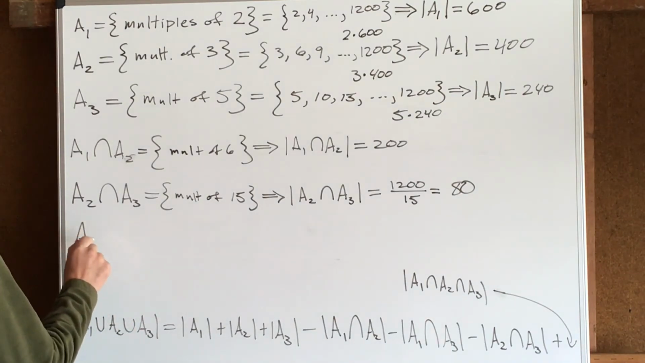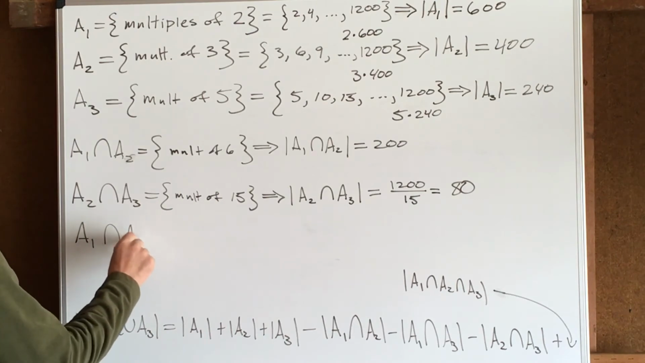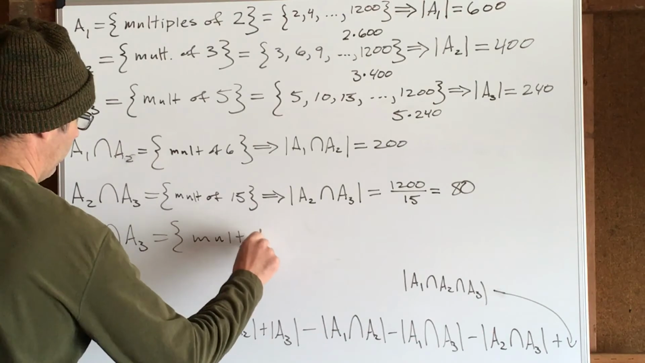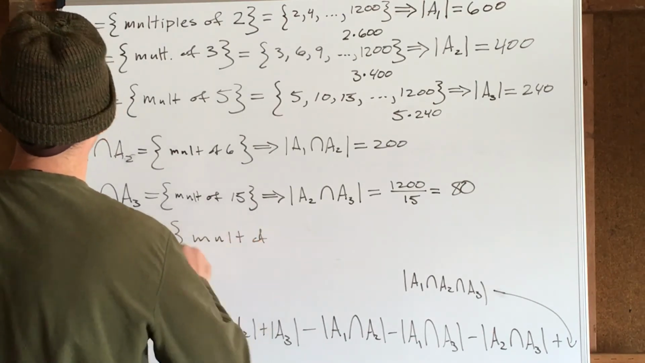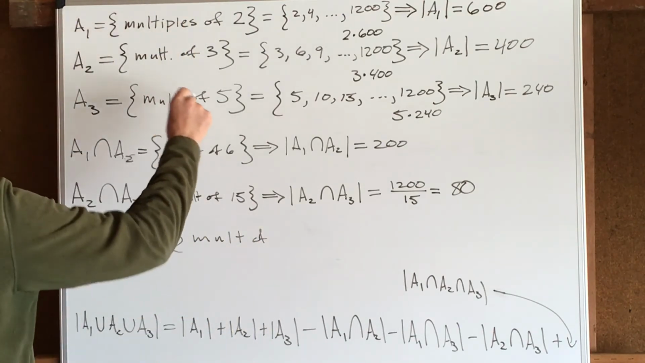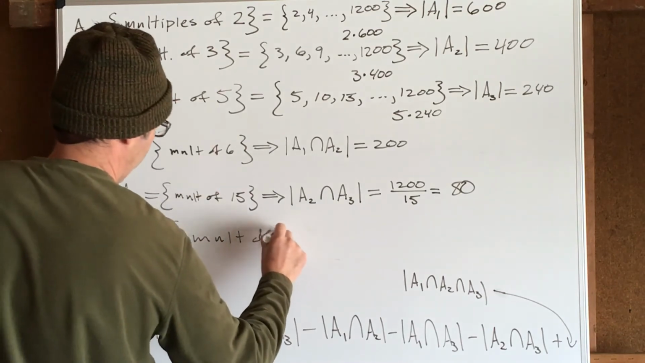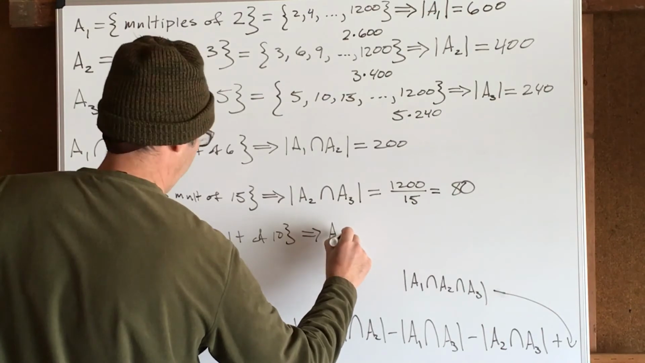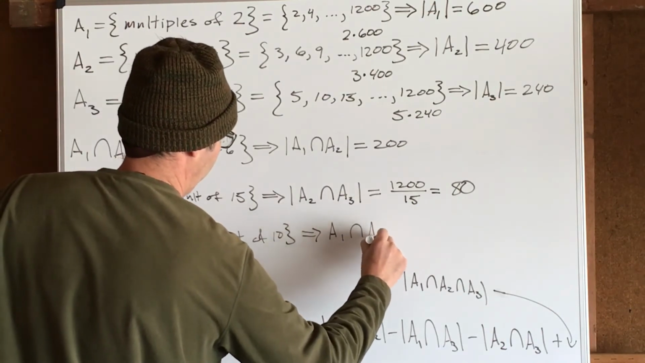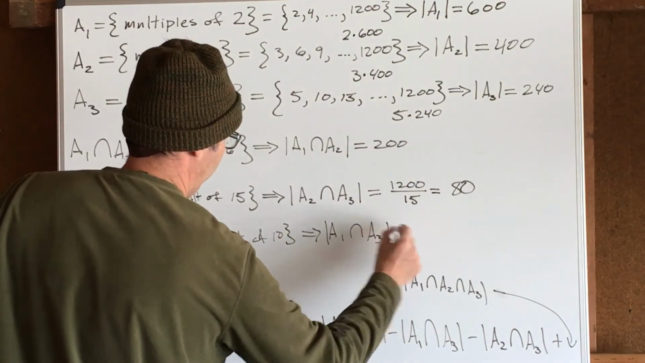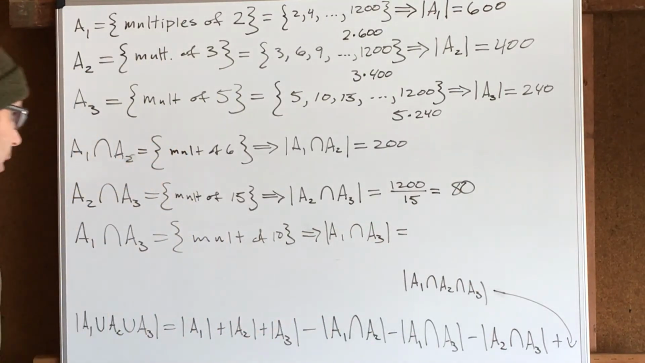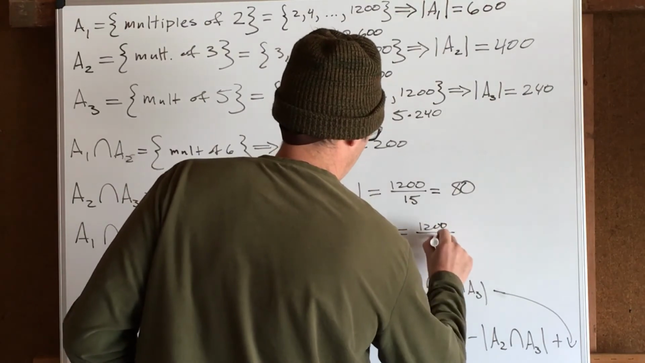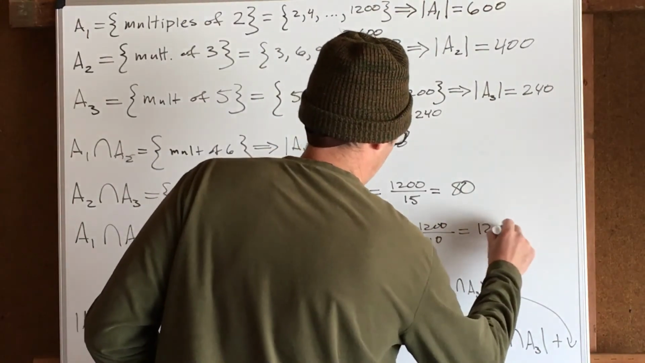So you've got A1 intersect A3. These are multiples of 2 and multiples of 5, so it's multiples of 10. The cardinality of A1 intersect A3 is 1,200 over 10, which is 120.